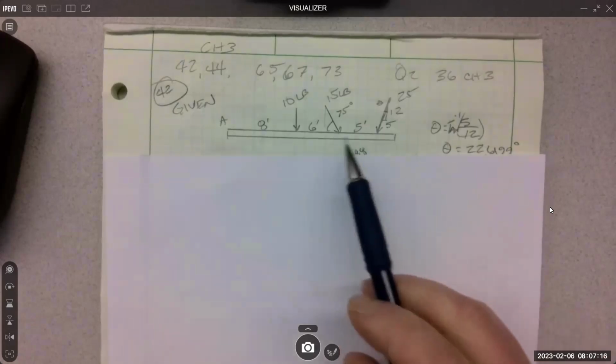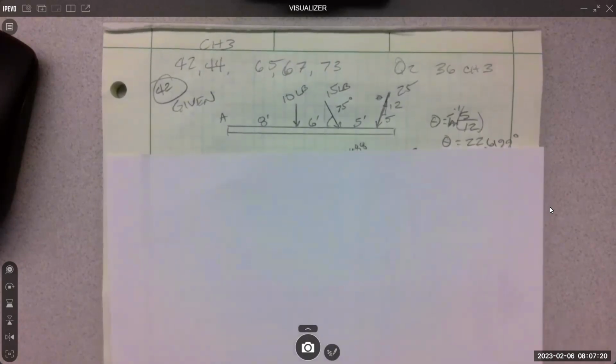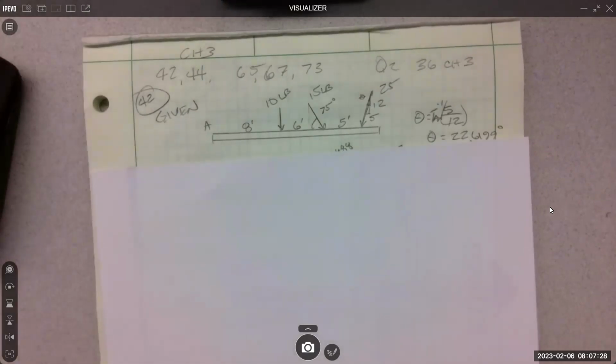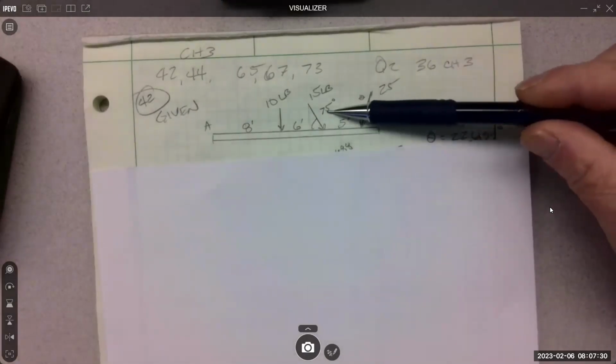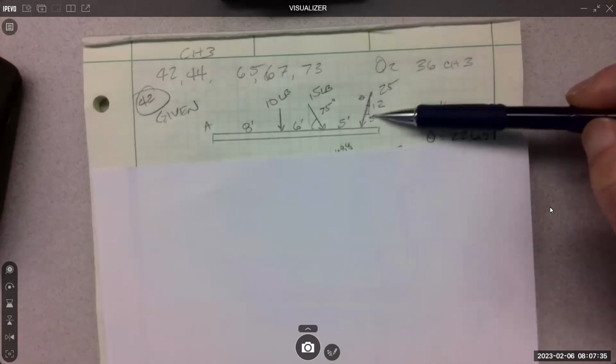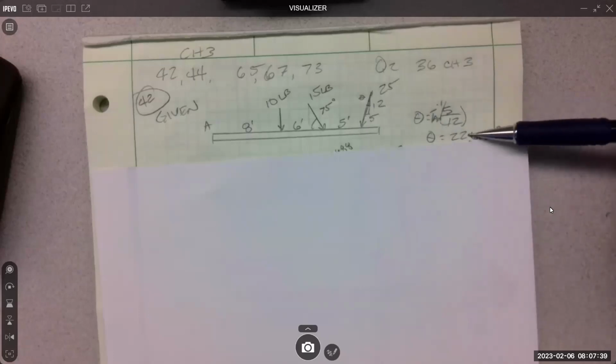This one had a couple forces at an angle. I've already done it to move through it a little quicker, but stop me if I'm doing something you don't get, like, what's he doing? You got to stop me. So this one, the angle was given at 75. This one was given at 12.5 rise run thing, so immediately I turn it into an angle.